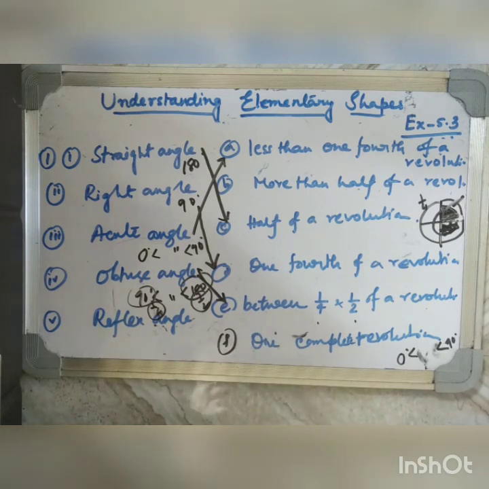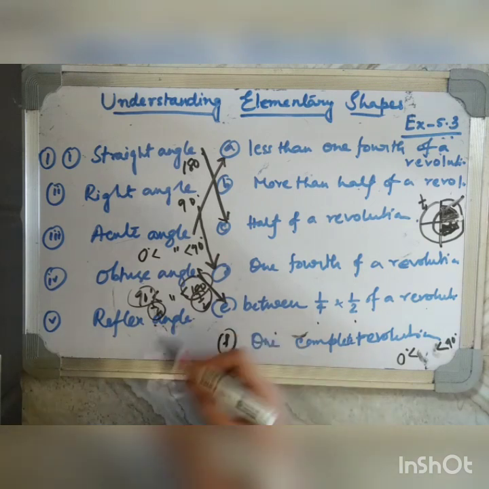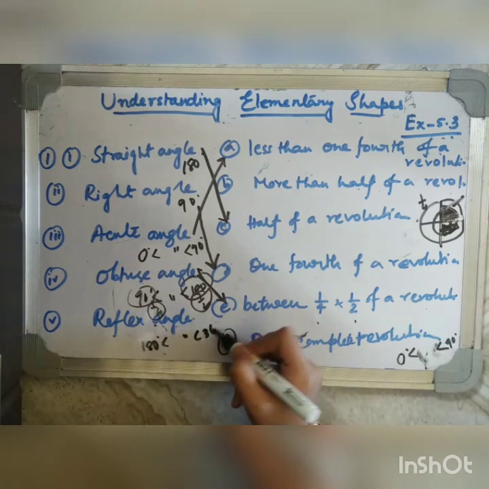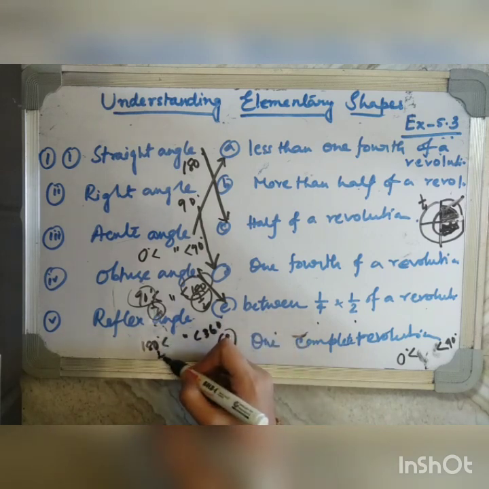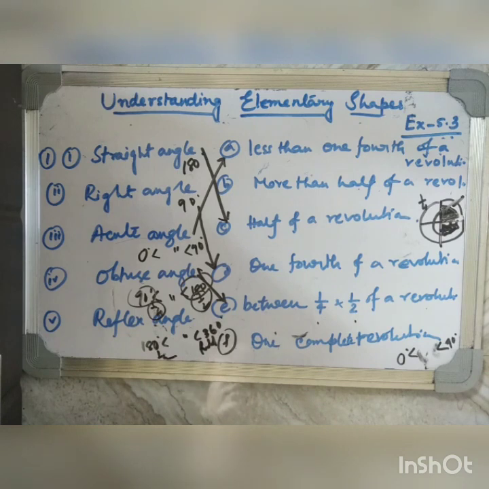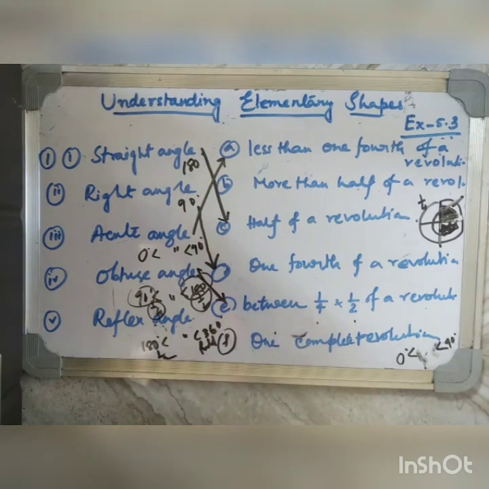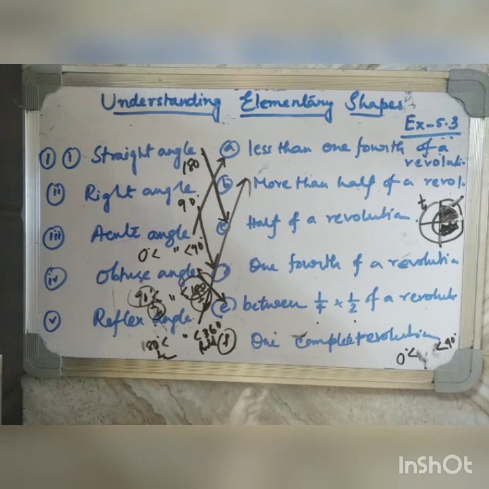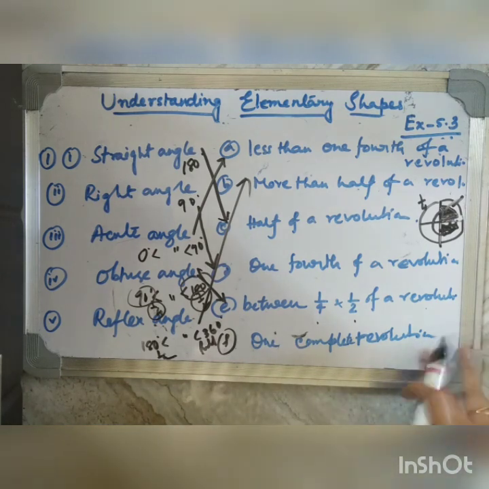Now reflex angle, this is also more than 180 degree and less than 360 degree. Now 180 degree means half of the revolution, 360 degree means full revolution, isn't it? Now reflex angle will be obviously more than half of the revolution, means option B. So we have got all of our answers.